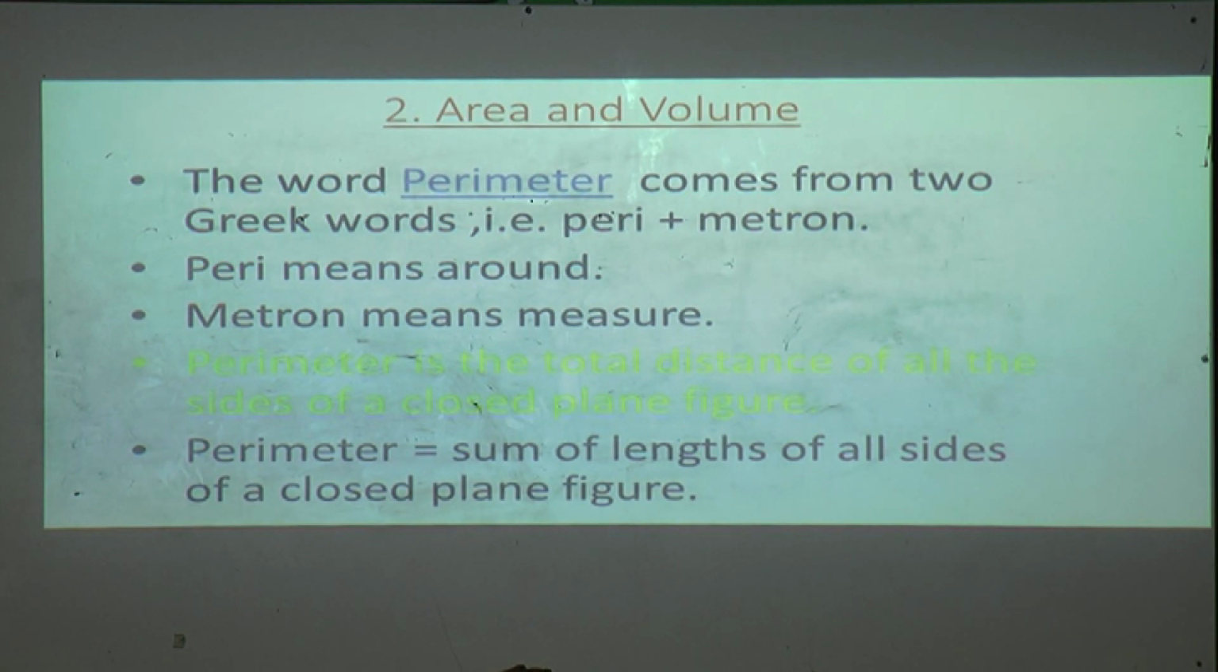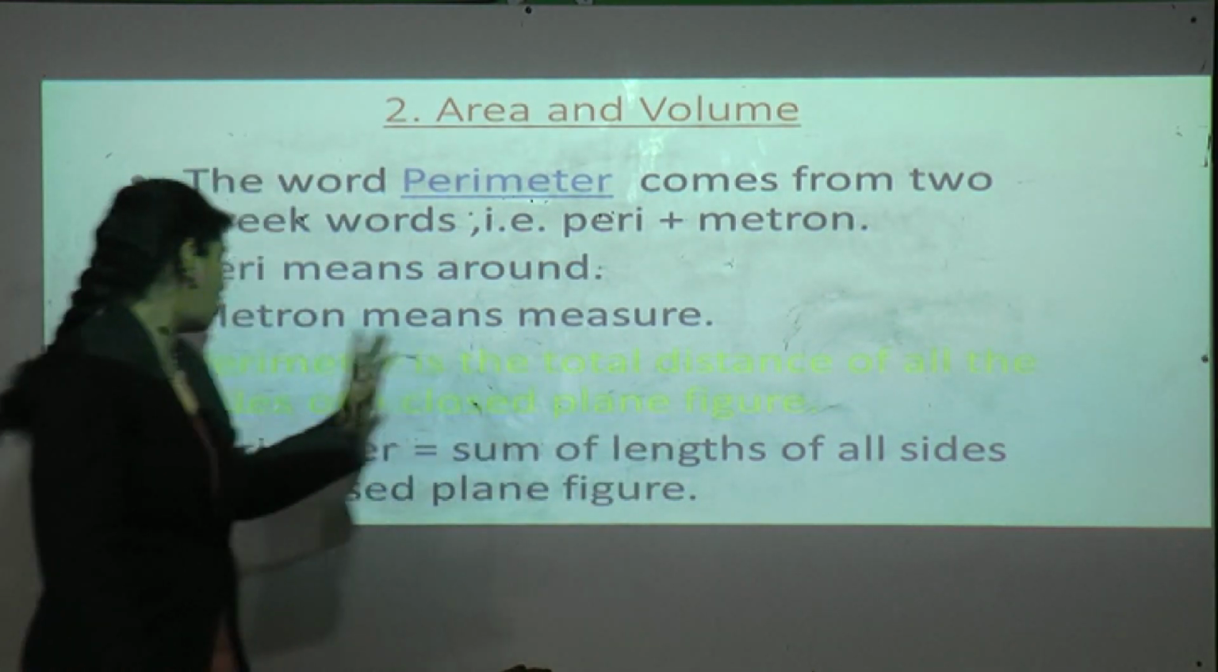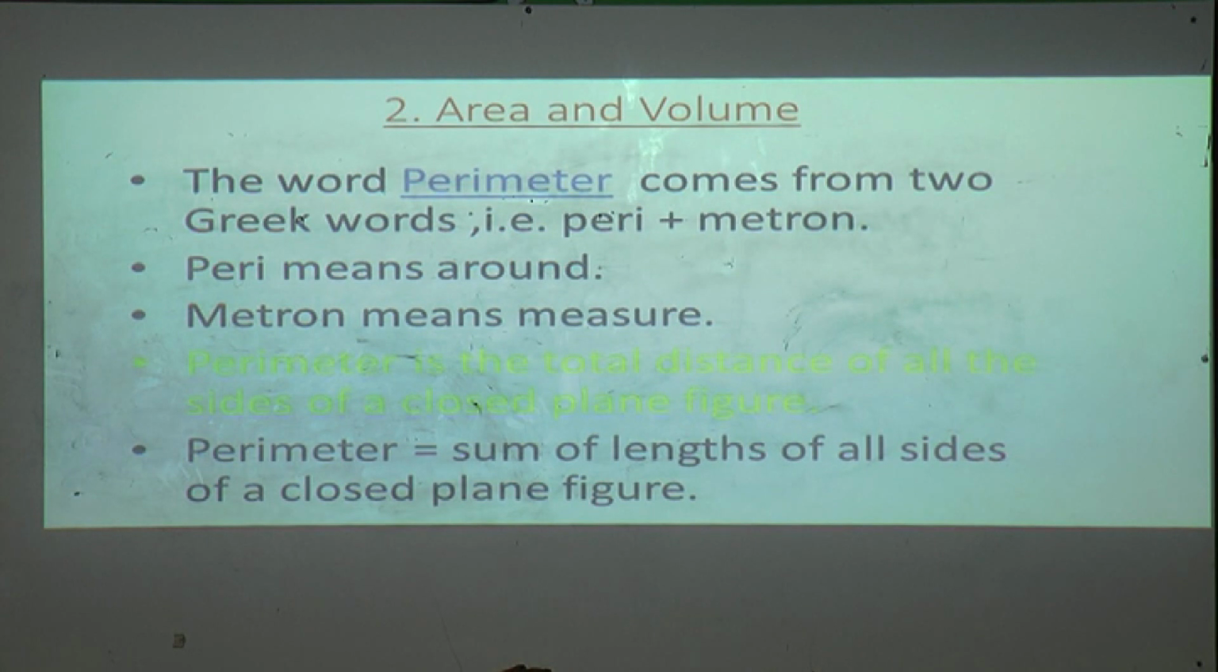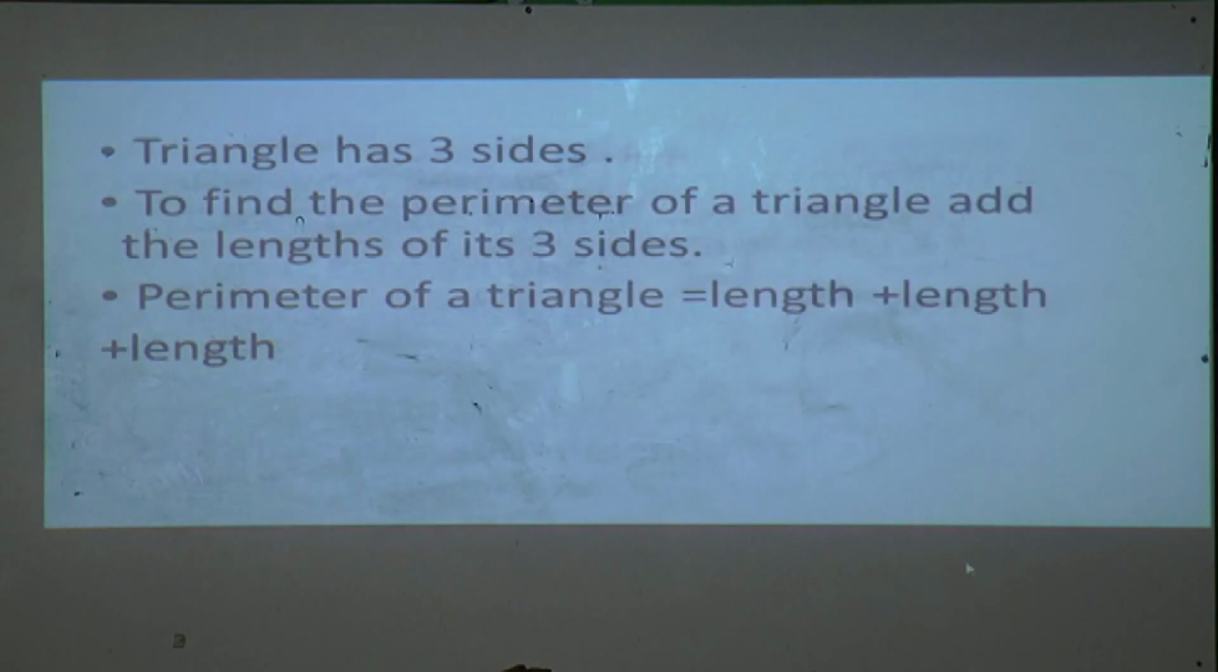Perimeter. The word perimeter comes from two Greek words, peri plus metron. Peri means around and metron means measure. So the definition of a perimeter is: perimeter is the total distance of all the sides of a closed plane figure. That means the sum of lengths of all sides of a closed plane figure. So students, this one is a perimeter.